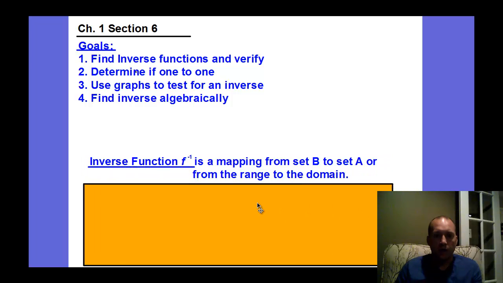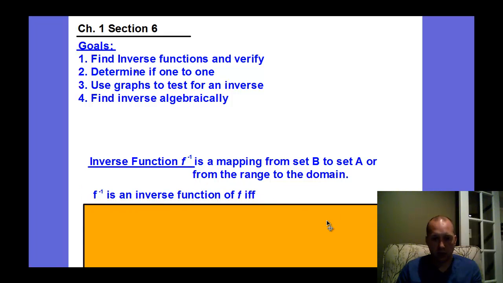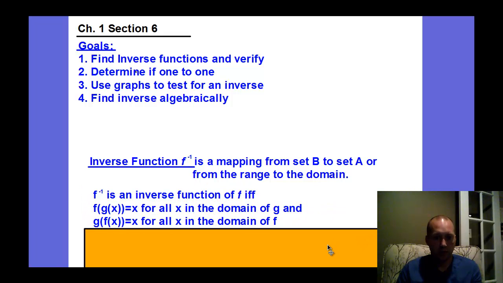So an inverse, the notation is f to the negative 1, is a mapping from set B to set A. If you remember our definition for what a function is, we're going from set A to set B. The inverse is from set B to set A, or we are mapping from the range to the domain. So we are switching the order we do that.